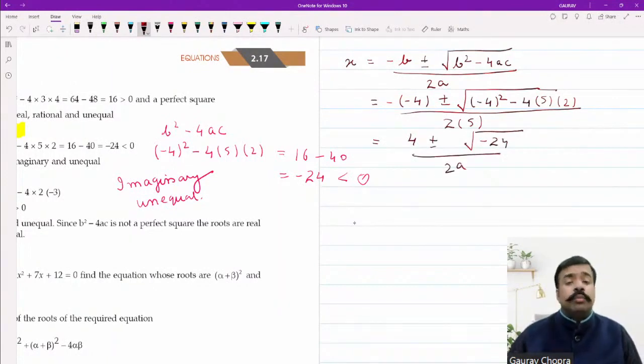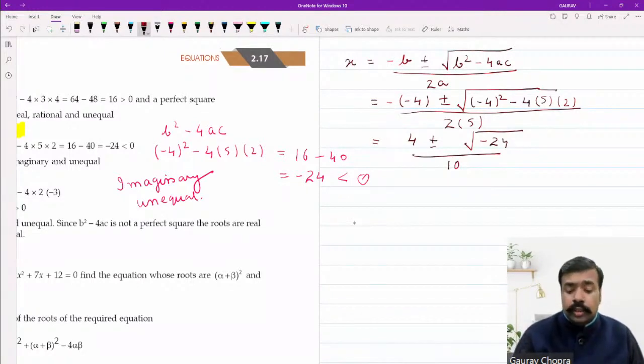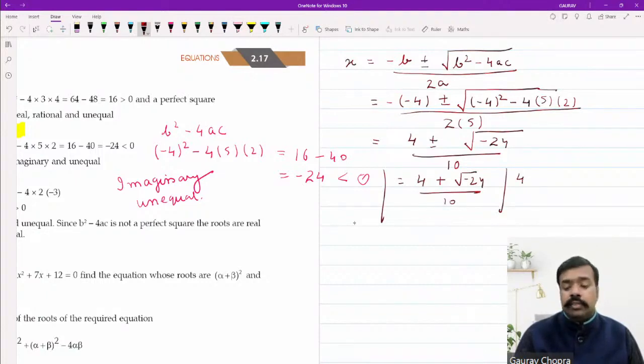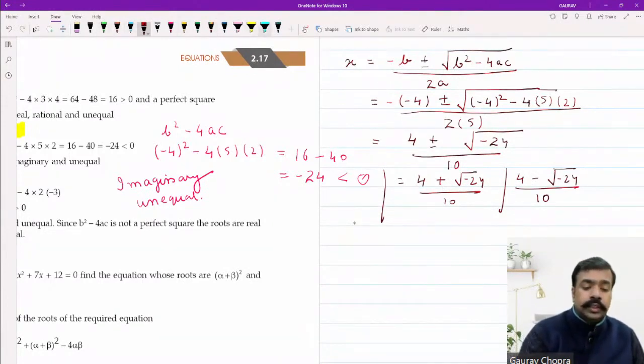So if we try to simplify, the result will be again the negative value in the root. So whenever there is a negative value in the root, the solution is known as imaginary. So denominator is basically 10 here. So what are the two roots? We can say 4 plus root of minus 24 upon 10. And second time we will take the negative sign, that is 4 minus root of minus 24 divided by 10.